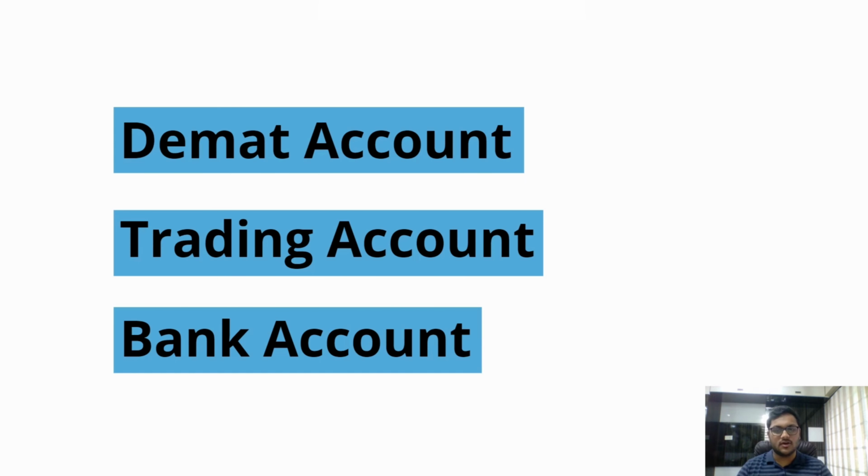Now the second type of account is the trading account. A trading account is needed when you want to buy or sell shares, because buying and selling means trading the shares. And the third one is the bank account, which is pretty obvious, because if you want to buy shares you obviously need money. So these three are the accounts you need. First, the Demat account to store the shares. Second, the trading account to buy and sell the shares. And third, the bank account because you need to do the money transfers.